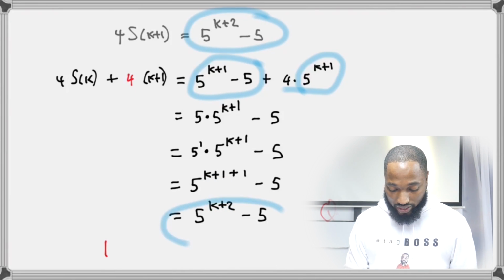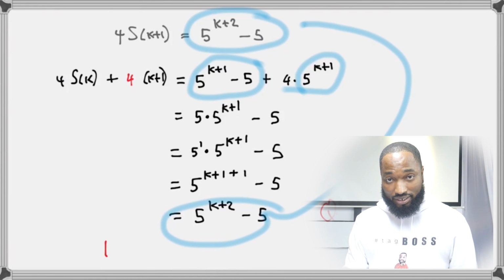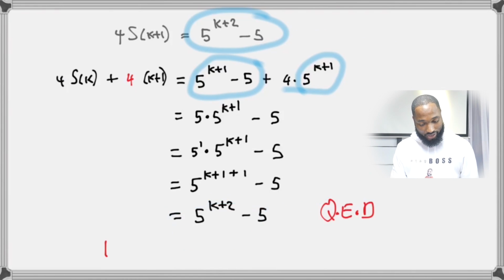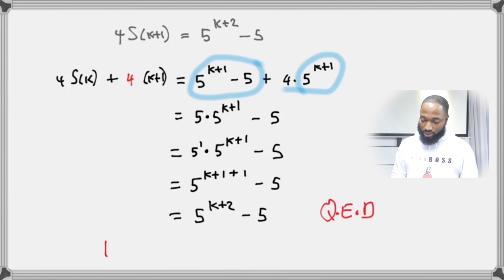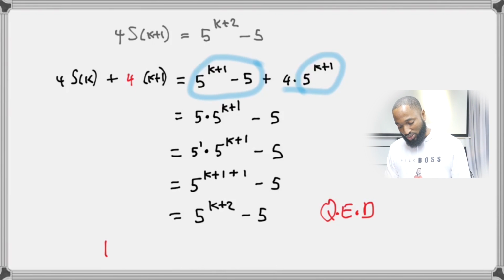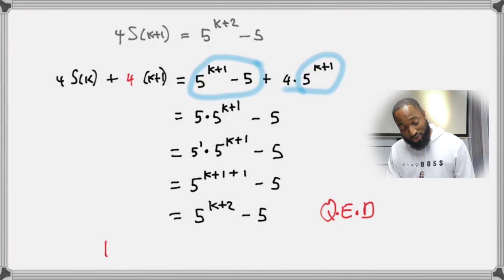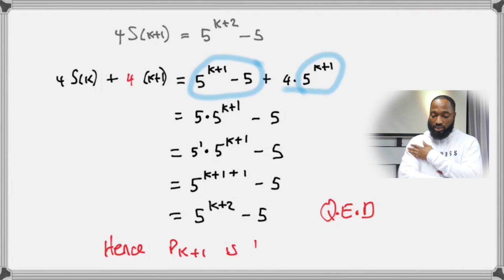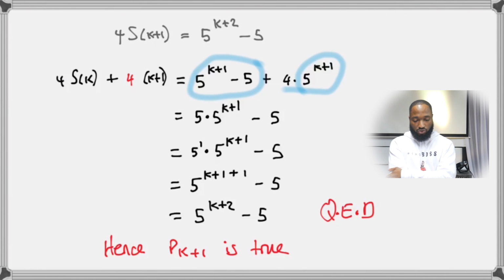So since we worked it out and it's what it should be, it means this would work. So it's QED for this one too. Quod erat demonstrandum. What is to be demonstrated has been demonstrated. Boom. So hence P(k plus 1) is true. We good to go there.